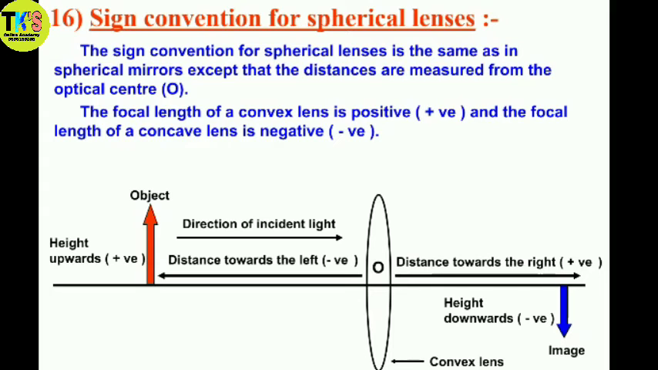Second, the focal length of a convex lens is positive and the focal length of a concave lens is negative. You should also remember that the focal length of a convex lens is positive and the focal length of a concave lens is negative. You can see in this layout.